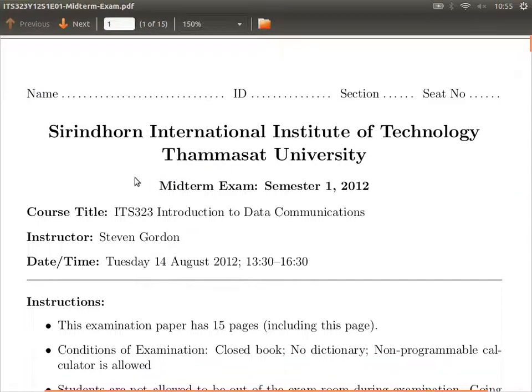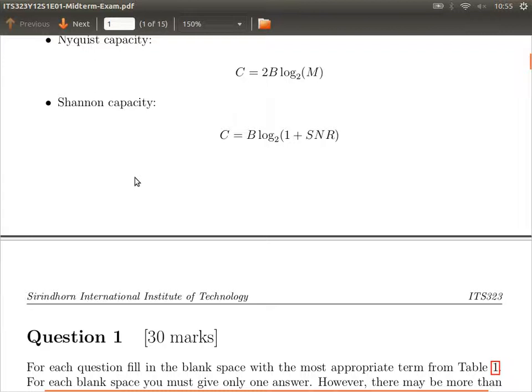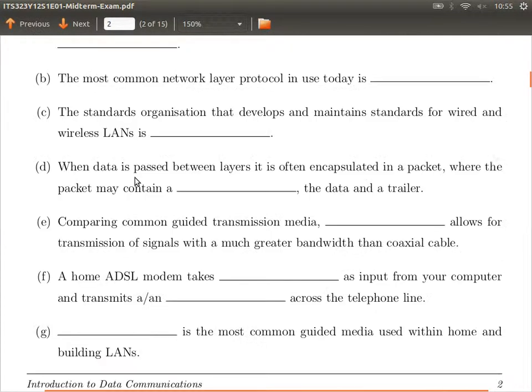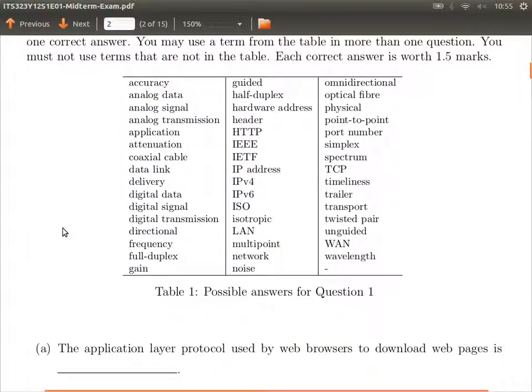Last year's exam, you'll see a similar front page to this year. First question last year was a set of 15 fill-in-the-blank type questions, and same structure this year. There'll be a different number of questions possibly, and different questions. I give you a set of possible answers in this table, a list of terms, and then a question with a blank space, and you need to fill in that blank space with one of these possible answers. The application layer protocol used by web browsers to download web pages is HTTP.